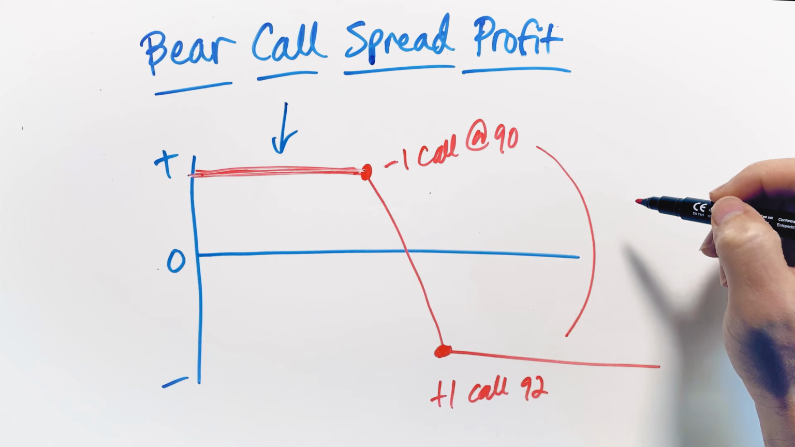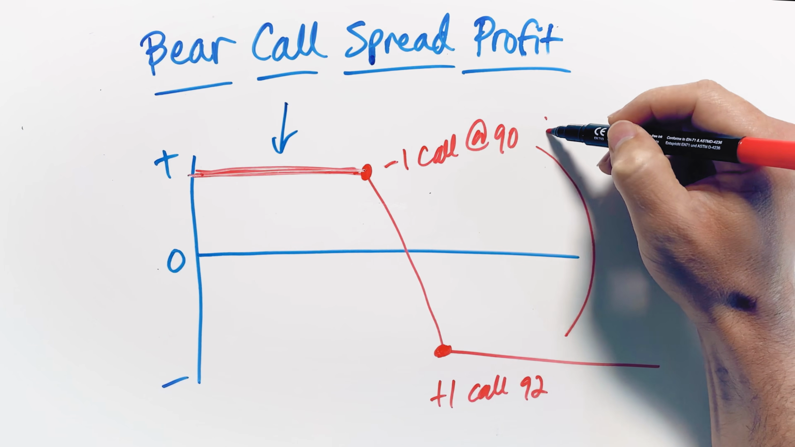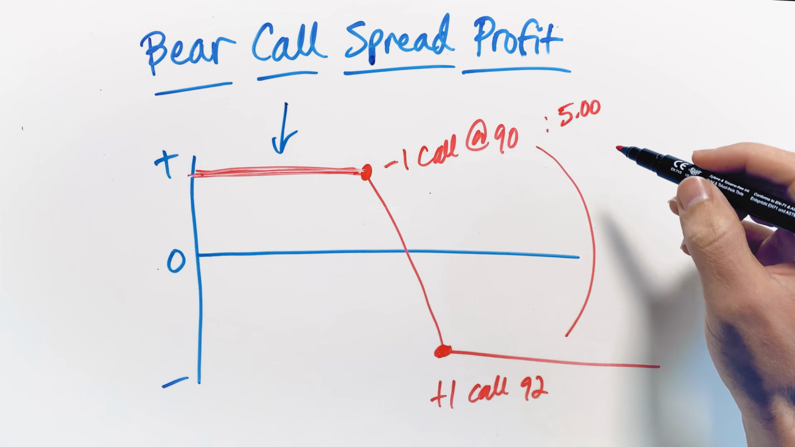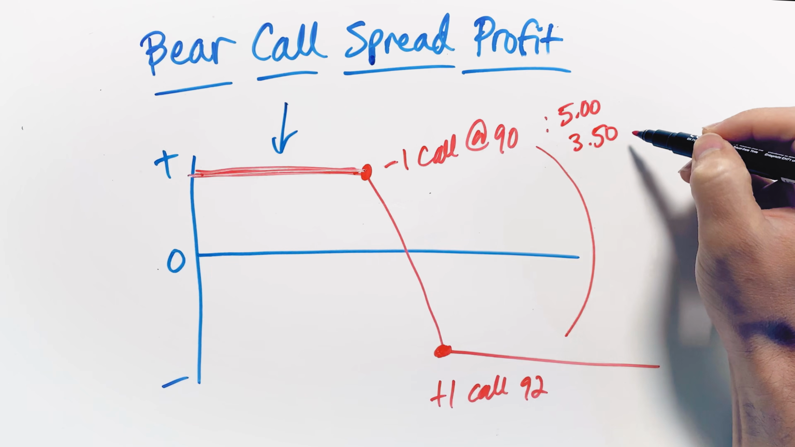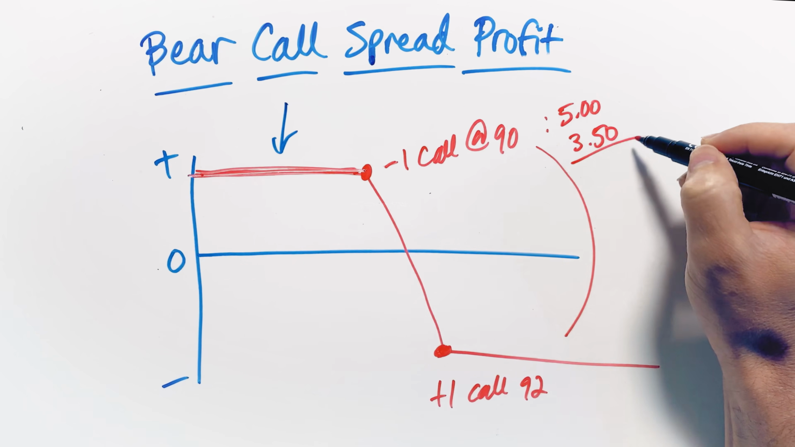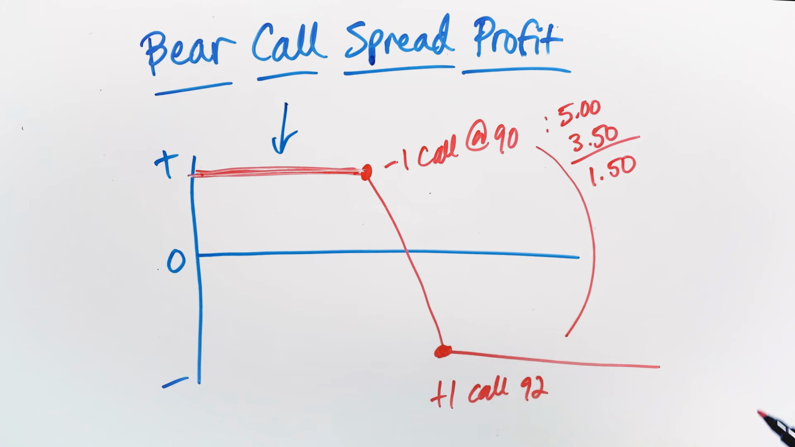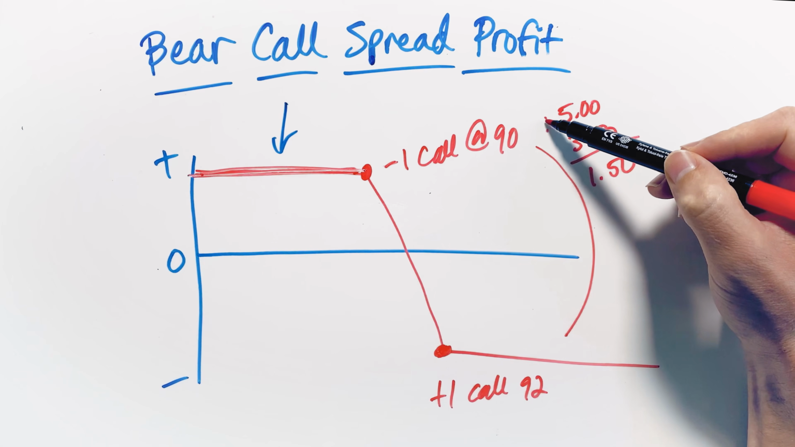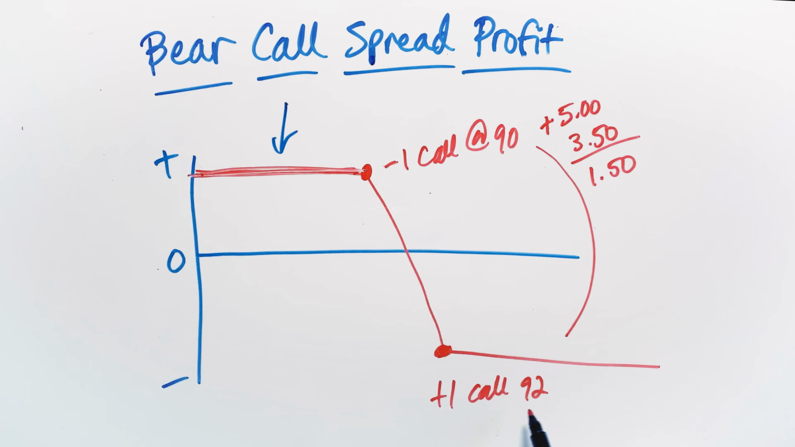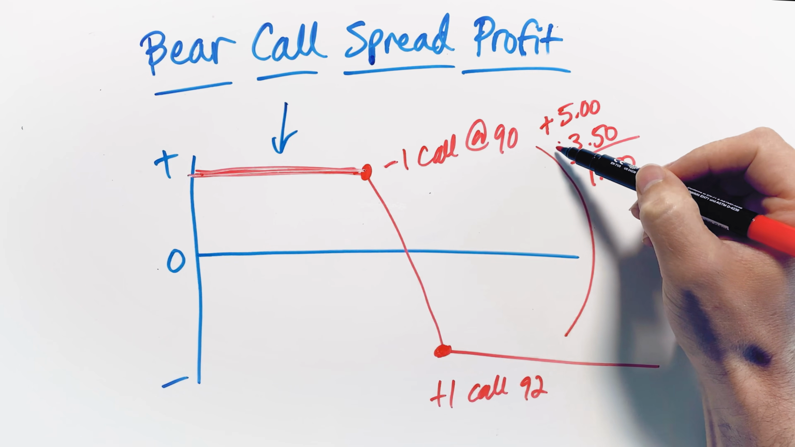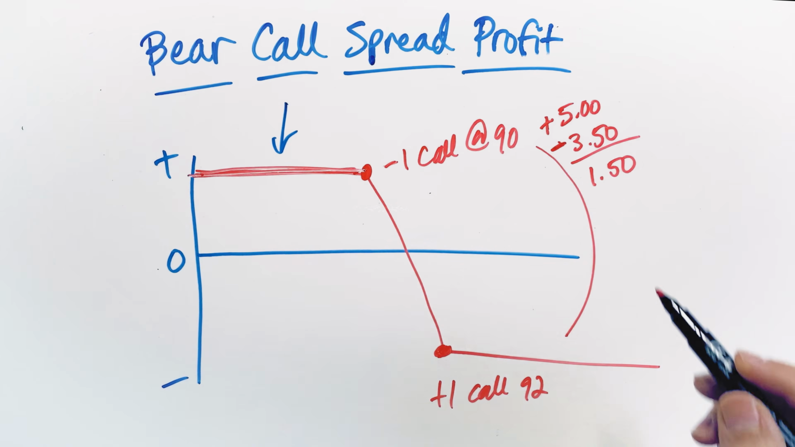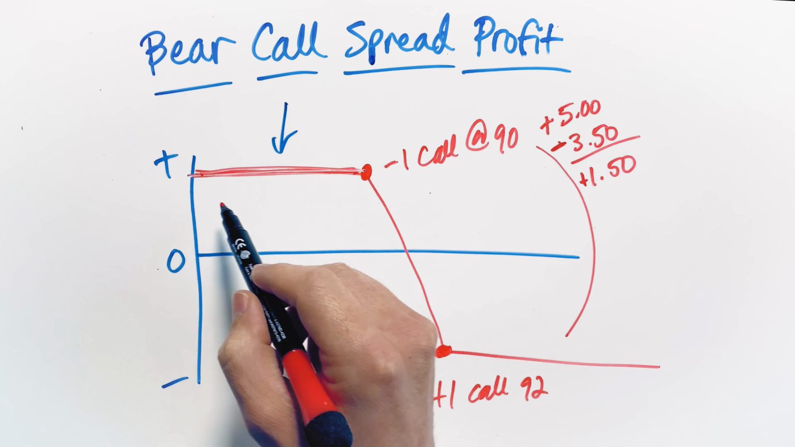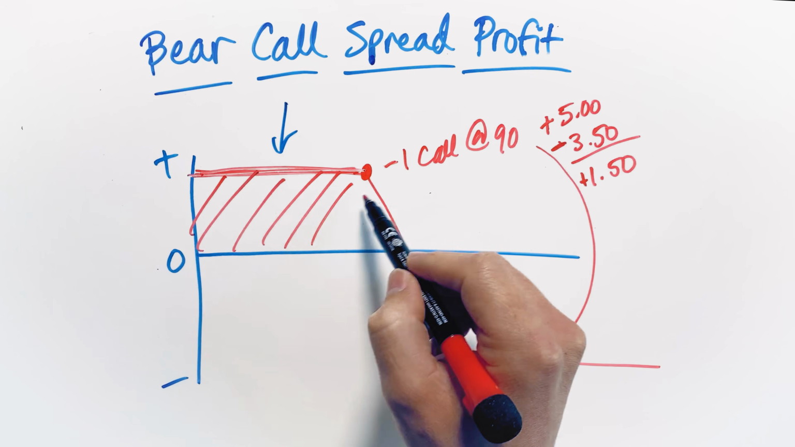So in this case, we might have sold the 90 strike call option for, say, $5, and we might have bought the 92 strike call option for $3.50. So the most that we could potentially make on this trade is $1.50, which is the difference between those. We sold the 90 strike call option for $5, so basically we collected $5. We bought the 92 strike call option for $3.50, so we subtract that debit that we paid, and that leaves us with a positive amount of $1.50. That's how much we could potentially make. This is that profit potential for the bear call spread.